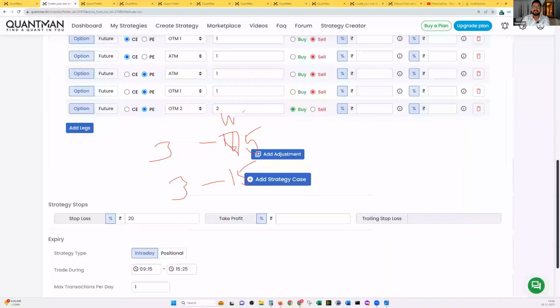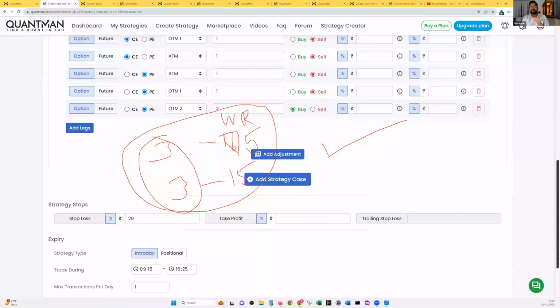So, what is the probability? Okay, so what is the probability for you to make profit on these six trades on an expiry day? On a defined event, what is the probability that you will make profit?